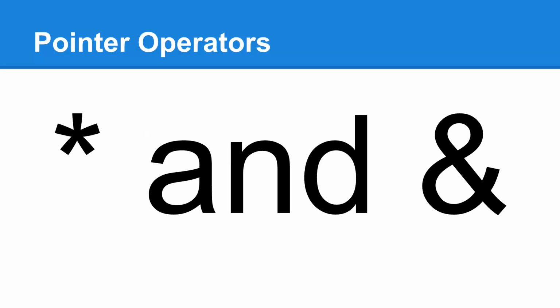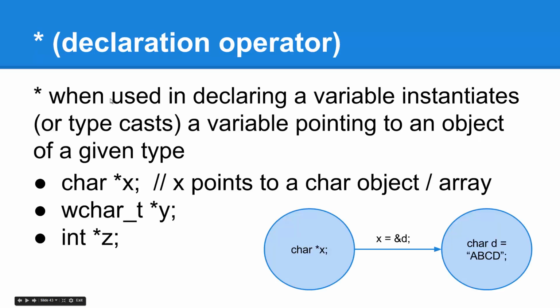So, a refresher on pointer operators. We're going to cover the asterisk and the ampersand operators. When used as a declaration operator, the asterisk operator denotes a pointer to an object of the given type. So char star x points to either a single character or an array of characters, similar for int star x, z, and so on.